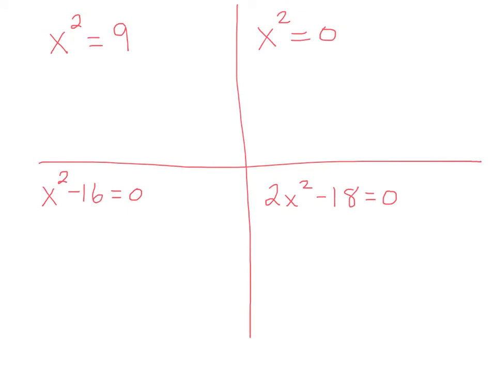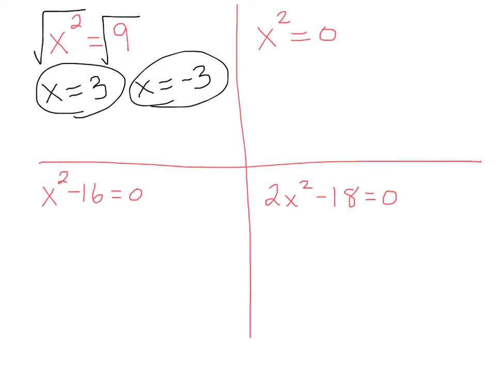So on the screen I've got 4 different quadratic equations that we're going to solve by taking the square root. On this first one, I've got x squared equals 9. What is the opposite of squared right here? It's square root, so I'm going to get rid of the squared by square rooting both sides. And so x equals, the square root of 9 is 3, and x also equals negative 3. So there are my two solutions.